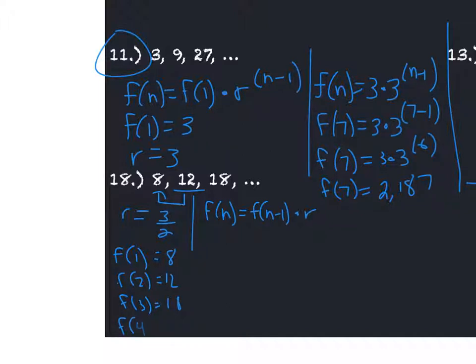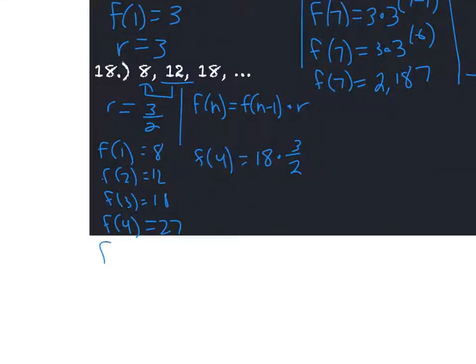To find f of 4, that's going to be your previous term. f of 3 would be the previous term, and the answer to that would be 18, times your common ratio, which is 3/2. If you multiply 18 times 3/2, you get 27. Then to find the fifth term, f of 5, that would be your previous answer, which was 27, times 3/2. And if you do that, you get 40.5.